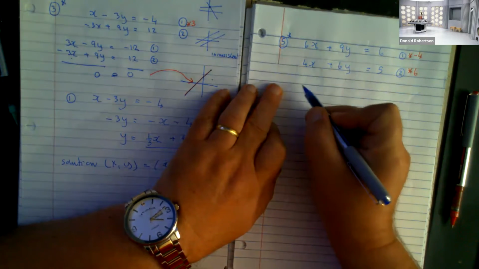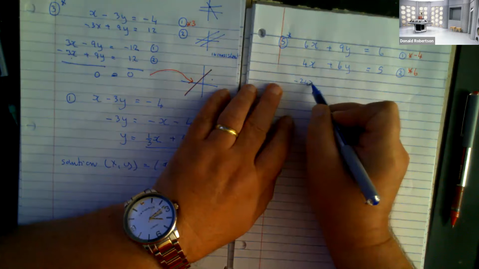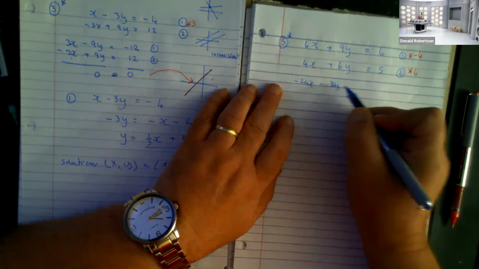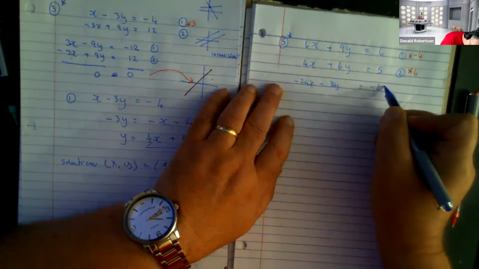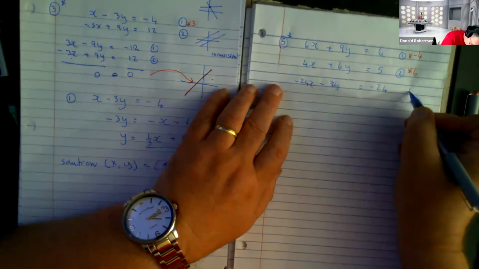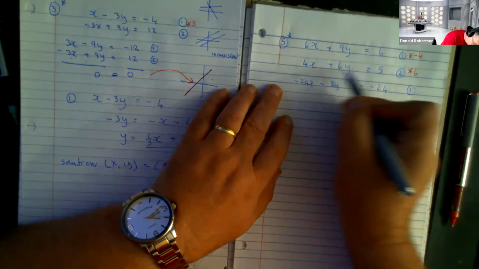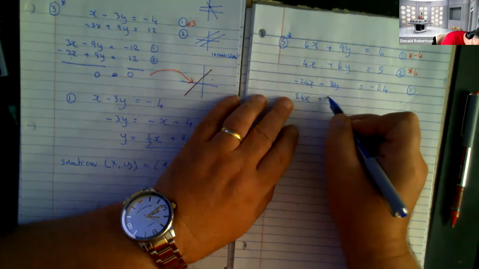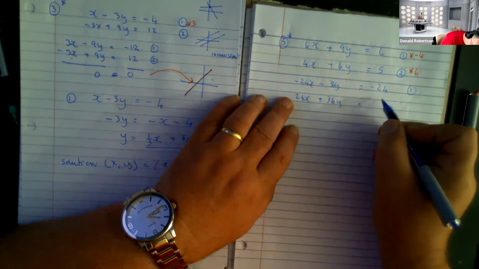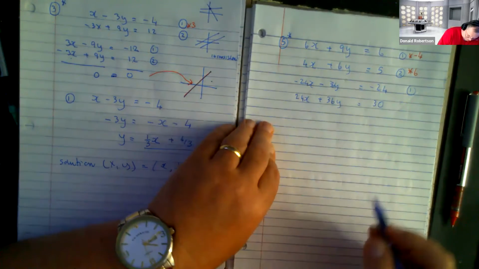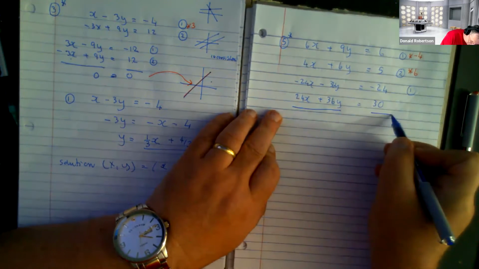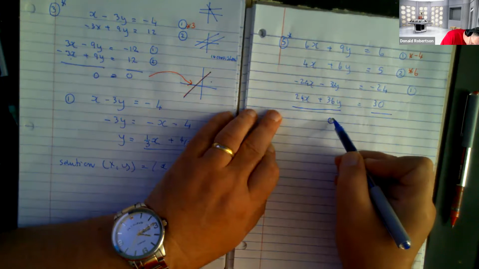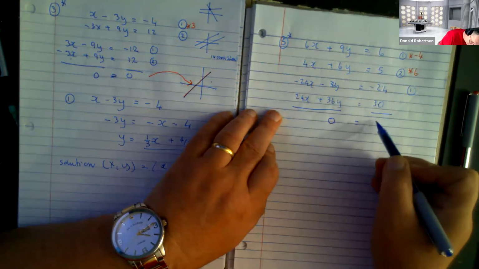So the new equation 1 becomes -24x, -36y, and it's going to equal -24. And that's my new equation 1. My new equation 2, you multiply everybody by 6, and you'll get 24x plus 36y equals 30. And we will add the equations now. And when you add these, they disappear. When you add these, they disappear. So you get 0.